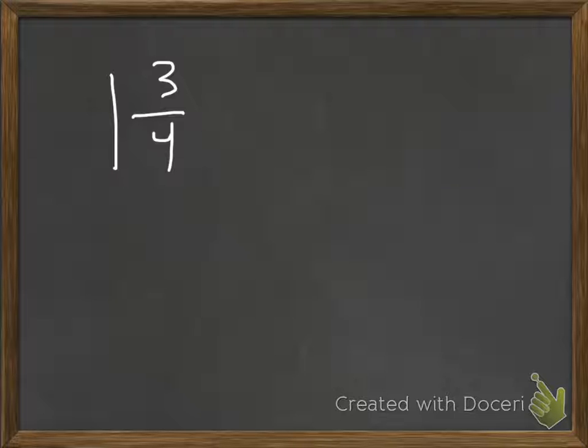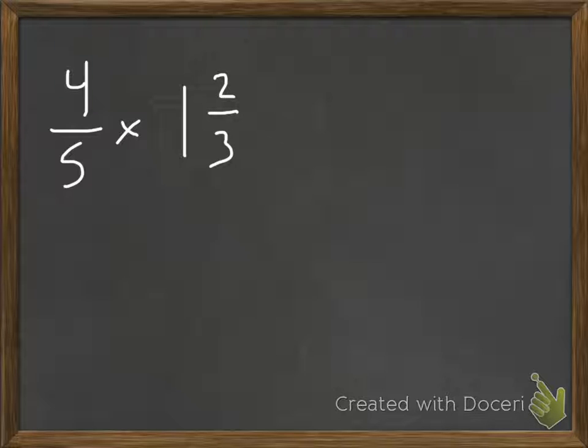So how you do that is you multiply the denominator times the whole number plus the numerator. So you go around in a circle counterclockwise or clockwise. 4 times 1 is 4. 4 plus 3 is 7. And your denominator stays the same. So you have 7/4. So when we have a mixed number, that is what we're doing before we can multiply it with another fraction.